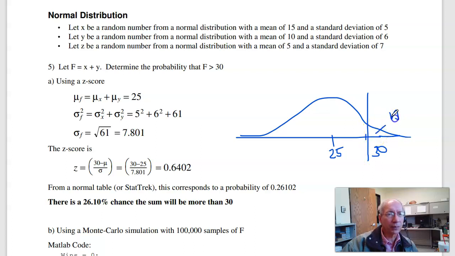So what's that area? To figure that out, I calculate the z-score. That is, how far is 30 from the mean in terms of standard deviations? It is 0.6402 standard deviations away. From a standard normal table, I can then convert 0.64 to an area, and it gives you an area of 26%. So a 26% chance the sum will be more than 30.